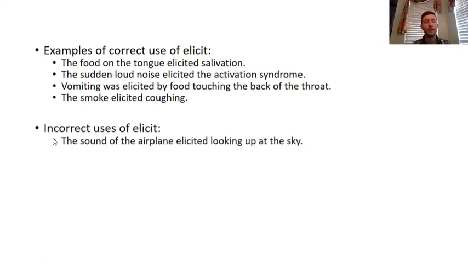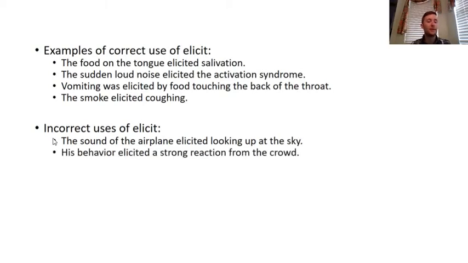Incorrect uses of elicit: the sound of the airplane elicited looking up at the sky. It's incorrect because looking up at the sky would be a learned behavior that was selected by consequences in the past. In the past, you would have heard an airplane, or someone oriented you to it, or you saw something out of the corner of your eye and you looked up and saw an airplane. But looking up at the sky is not a reflex response. And if you refer back to the Jack Michael table that listed those unconditioned reflex responses, you won't see looking up as a reflex response. That'll really help you distinguish between correct and incorrect uses of elicit.